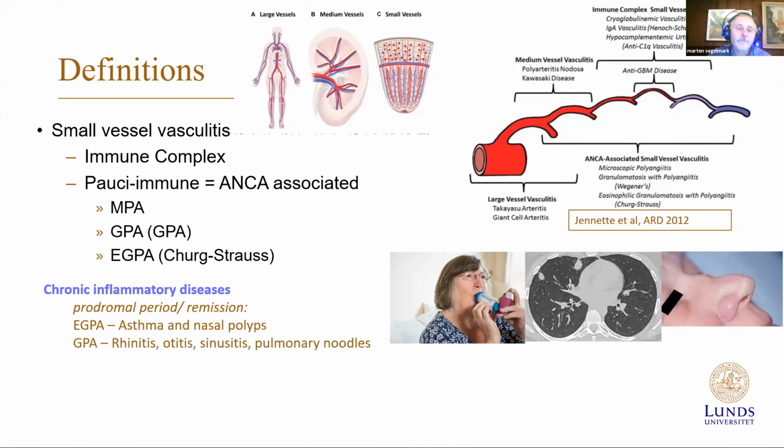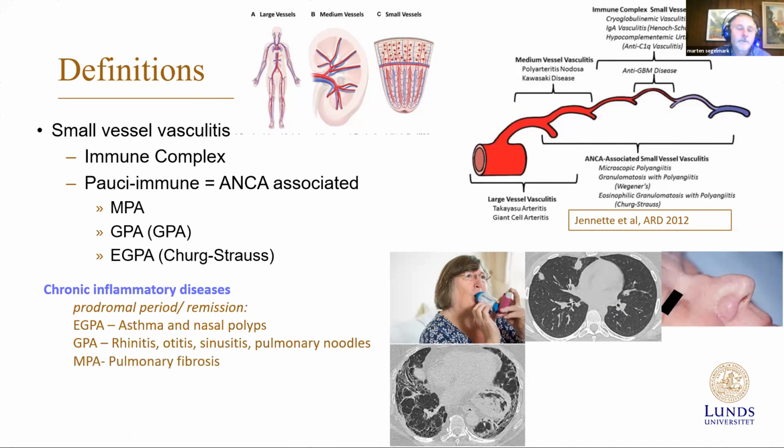In GPA, there is a lot of different inflammation in the respiratory tract: rhinitis, otitis, sinusitis, pulmonary nodules, laryngitis, and other problems that we will hear more about later today. And in MPA, microscopic polyangiitis, it is very common with pulmonary inflammation, pulmonary fibrosis, that can precede the vasculitis by many years in many cases.